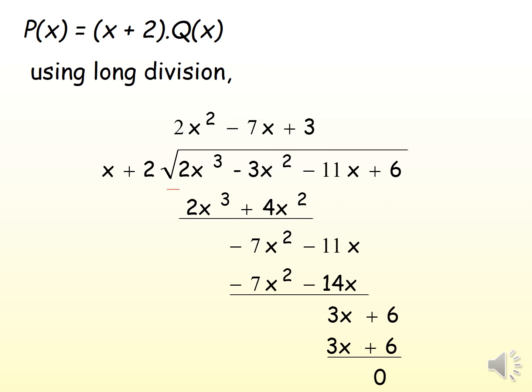So you have to subtract. 2x^3 minus 2x^3, the answer is 0. Minus 3x^2 minus 4x^2, the answer is negative 7x^2. Bring down negative 11x.